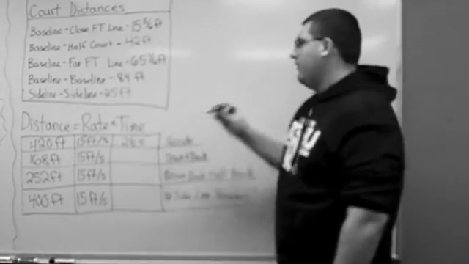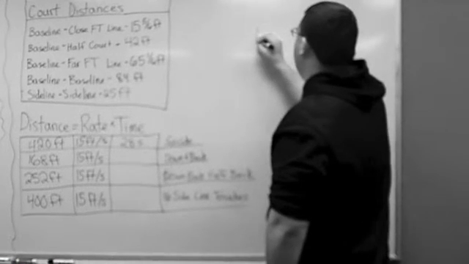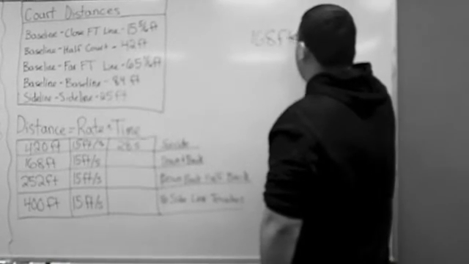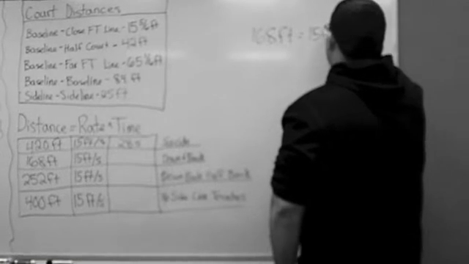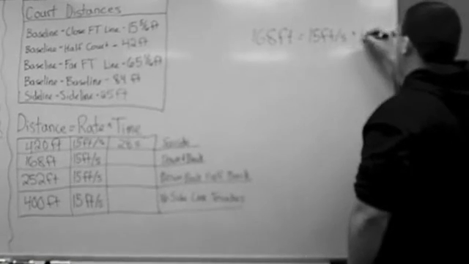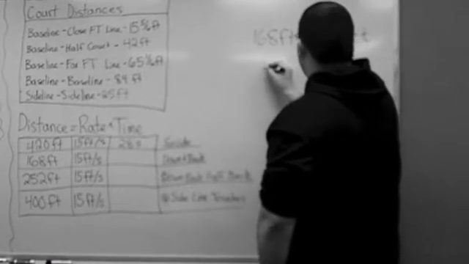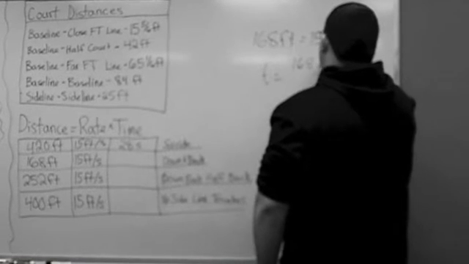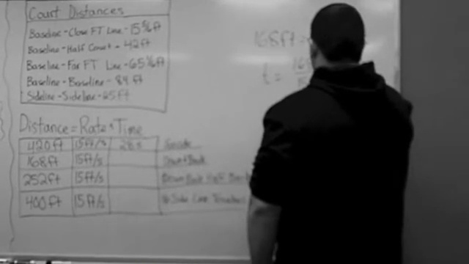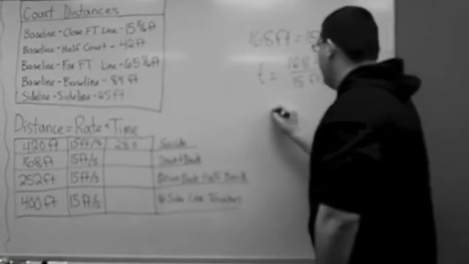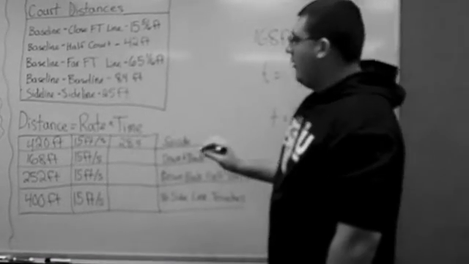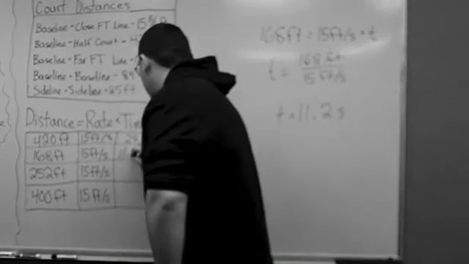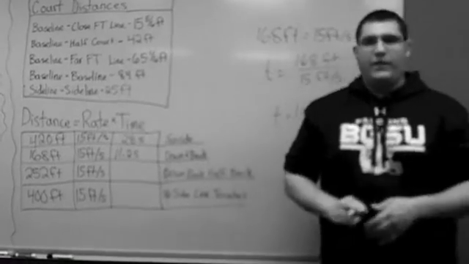So to find the time, we're going to use our formula again. Distance equals rate times time. So our distance for a down and back is 168 feet. And we want them to be running at the same rate as the suicide. So we have our 15 feet per second, and we're multiplying it by our time, which we don't know. So again, we're just going to divide by our rate and get time is equal to 168 feet divided by 15 feet per second. And that's going to give us a time of 11.2 seconds. So when we ask our players to run it down and back, we want them to get it in no more than 11.2 seconds.